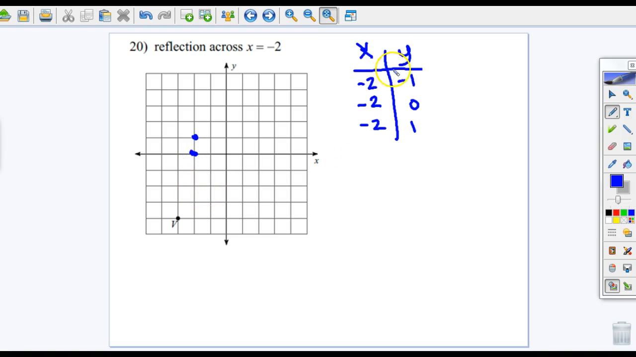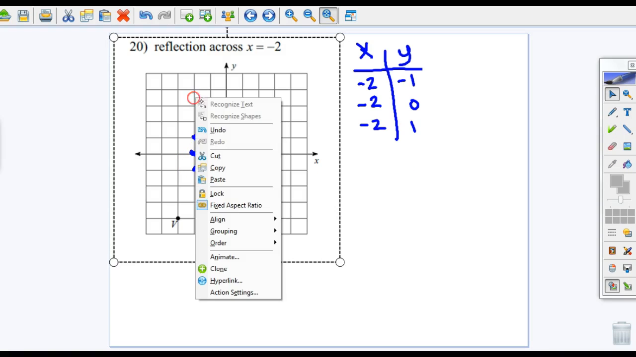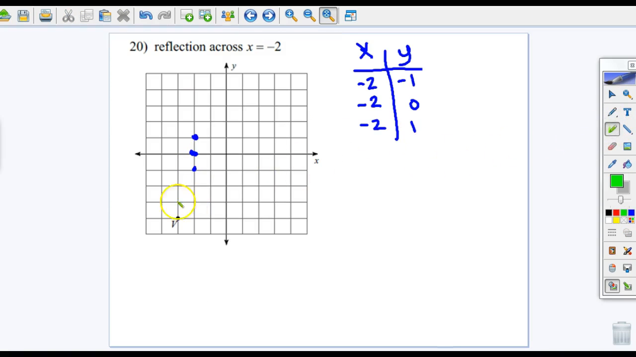There's my next point. -2, -1, left 2, down 1. And now what I have is a clean line of reflection. Take my highlighter. And now I have a line of reflection that isn't my y-axis. It's not my x-axis. It's x is equal to -2.